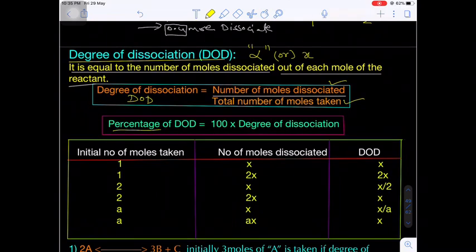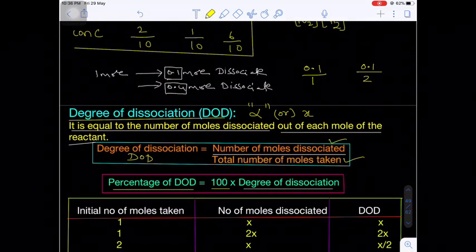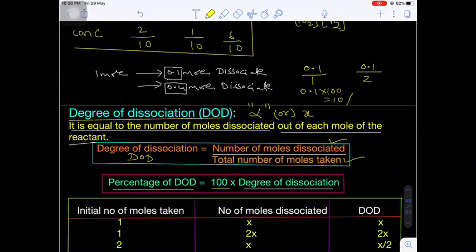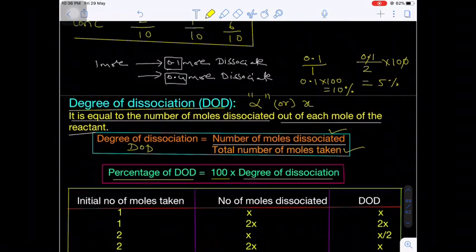Now there is one more important definition, the percentage of degree of dissociation. This is nothing but 100 times the degree of dissociation. Let's suppose the degree of dissociation is 0.1, into 100, that will be 10%. 10% is called the percentage of DOD. Let's suppose 0.1 by 2 is the DOD, into 100. That means the decimal zero gets cancelled, 10 by 2, that is 5%. This is the percentage DOD. Are you getting my point?